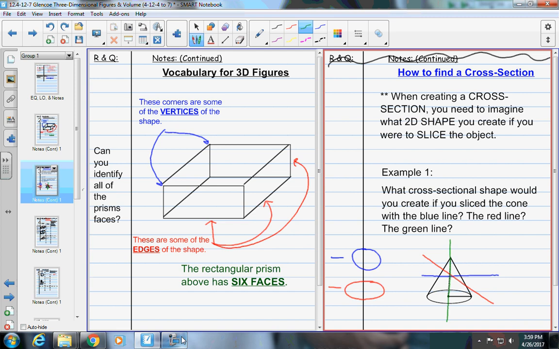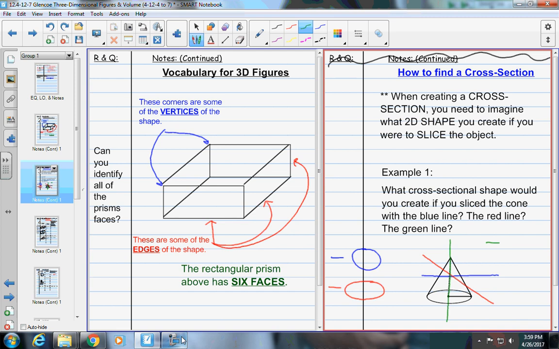And now the last question, the green line slice. So when we cut it at the green line, that's like taking, imagine that ice cream cone upside down. And if you were to slice it vertically, straight down, and then look at that slice, what shape did you create on a cone?